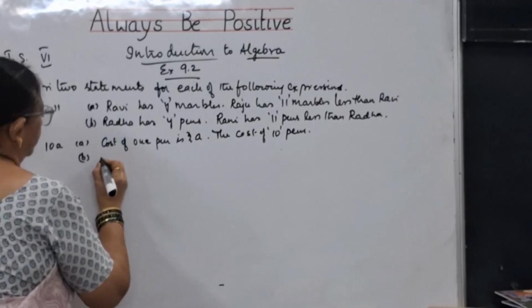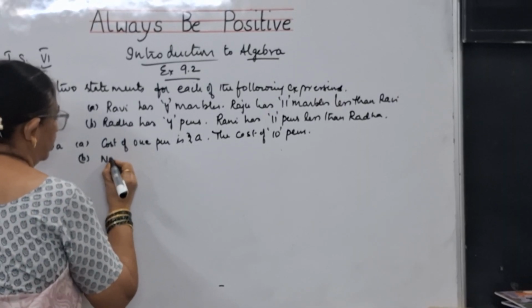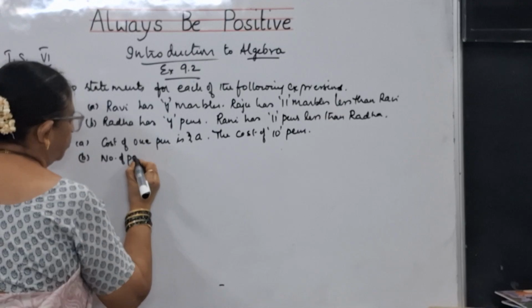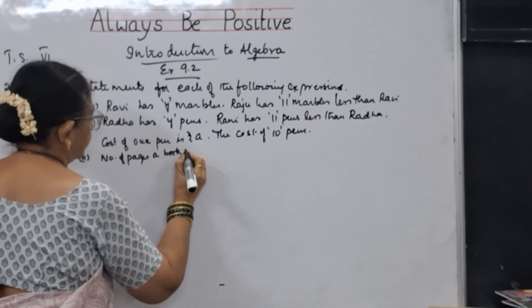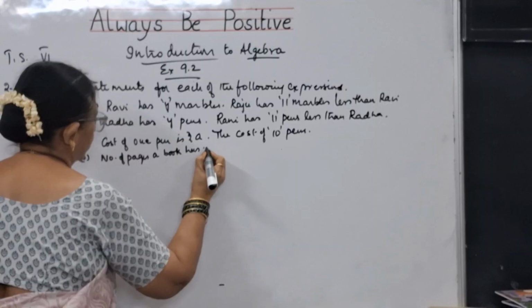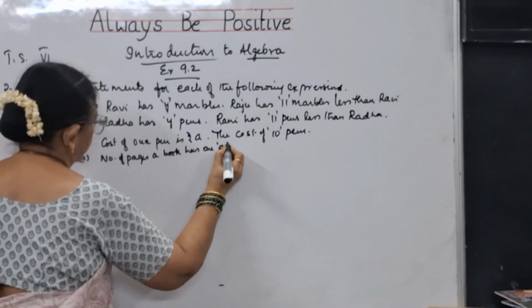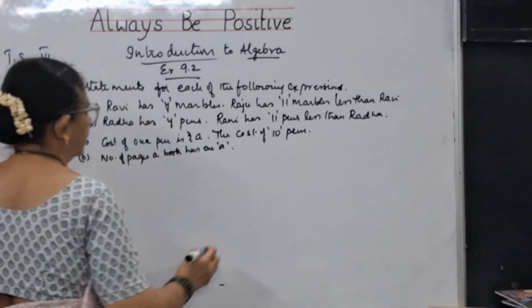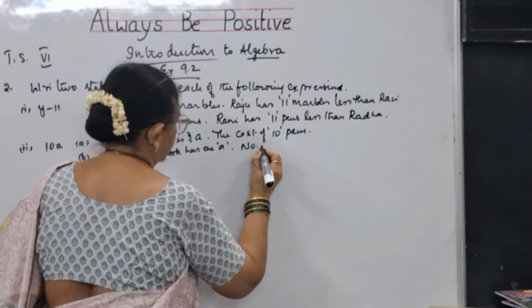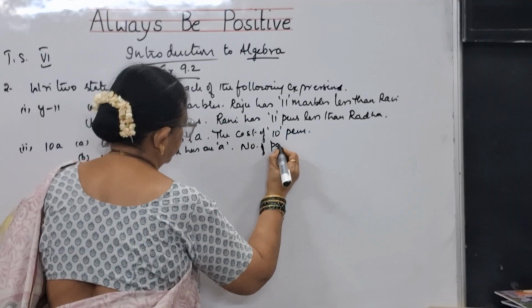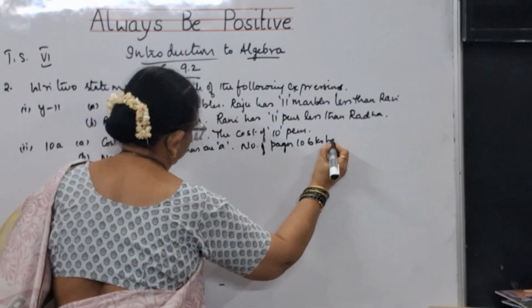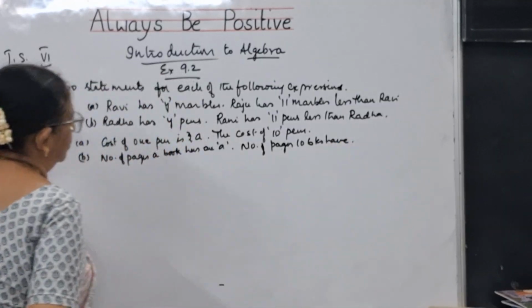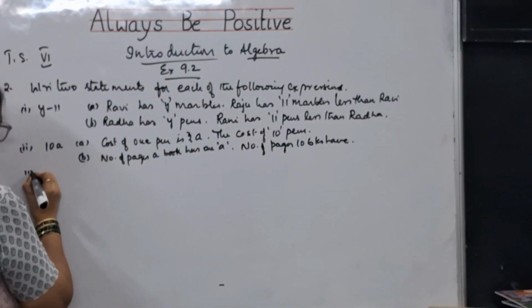Next B. Number of pages a book has are A pages. Then number of pages 10 books have. That is 10A.